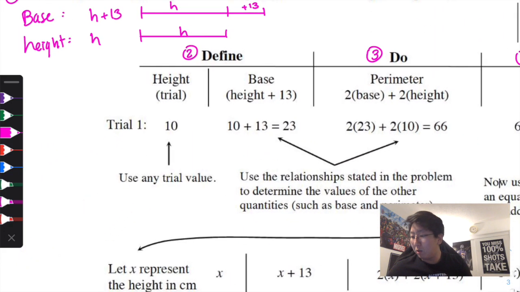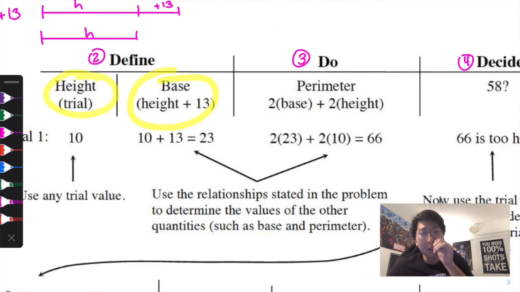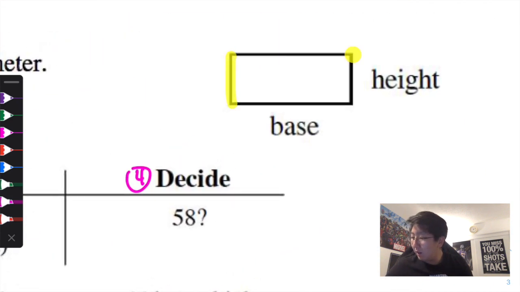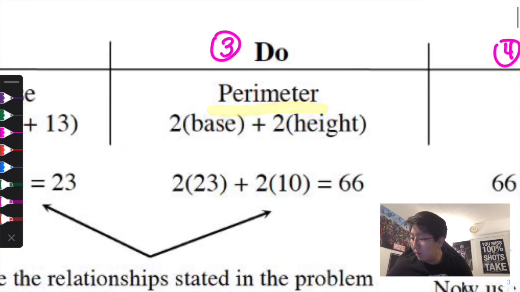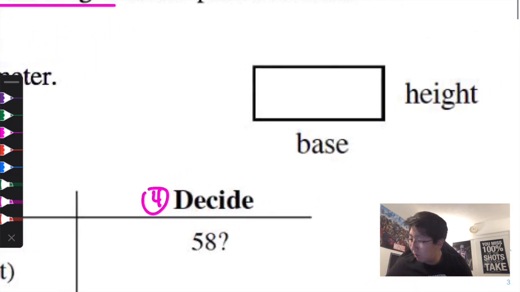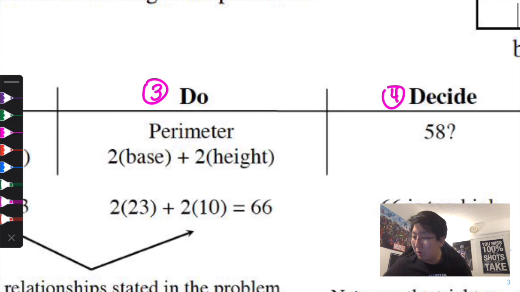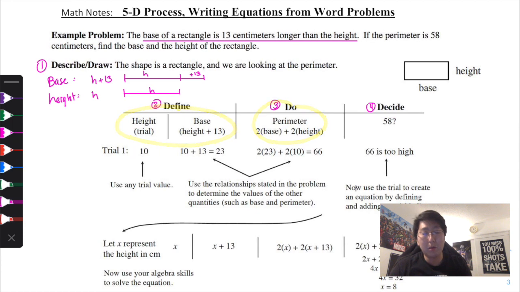That's the defining portion. The do: what are we doing with the height and the base? Well, we're finding the perimeter of a rectangle. And remember, to find the perimeter, we need to add the height and the height and the base and the base. So here, you can see that the perimeter is 2 times the base plus 2 times the height. That's saying 2, the base, whatever it is, times 2, because if you add those two together, it's 2 times whatever number this is. And 2 times the height. That's what we're doing with these parts of the problem that we're describing.